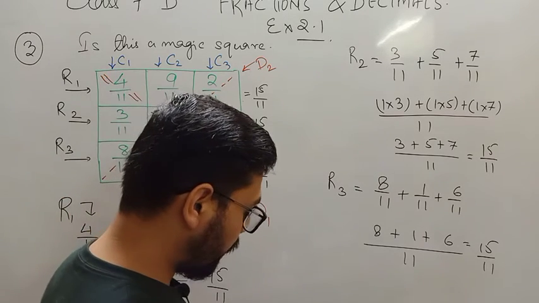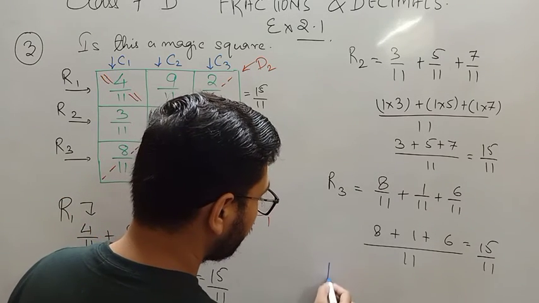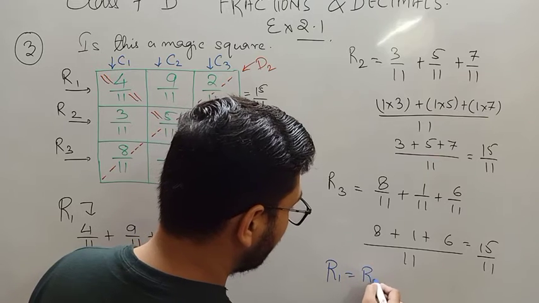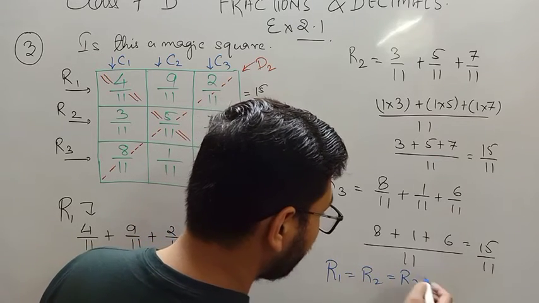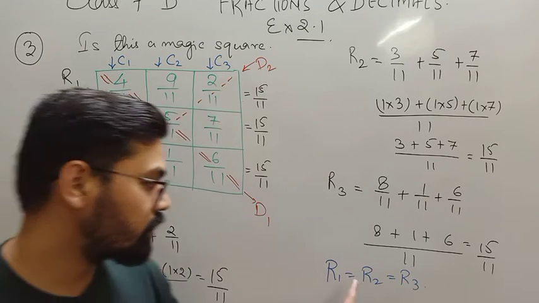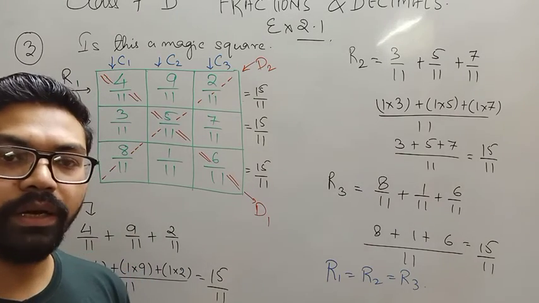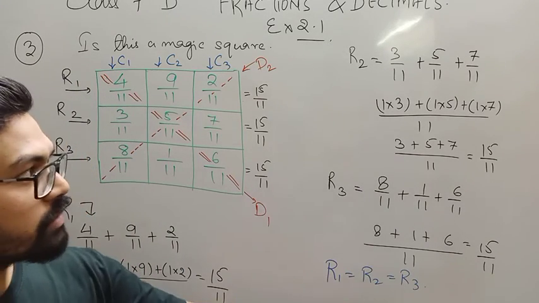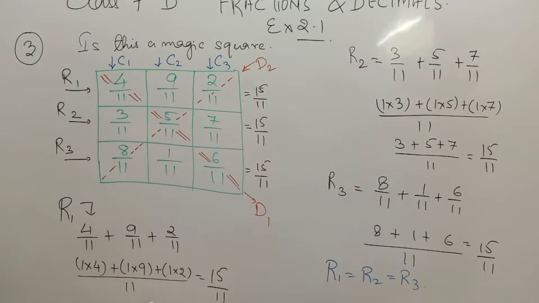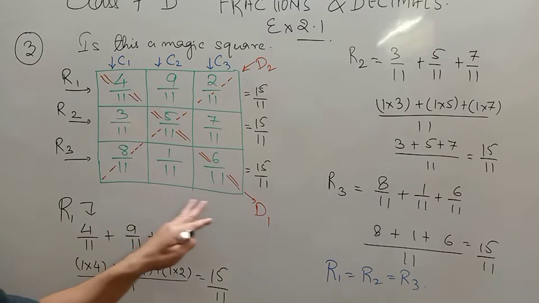So I can write R1 is equal to R2 is equal to R3. Summation of all the elements in R1 is equal to R2 is equal to R3, and which is equal to 15 upon 11. Any doubt? Note it down fast so that I can rub this part and I'll explain you for C1, C2 and C3 also.